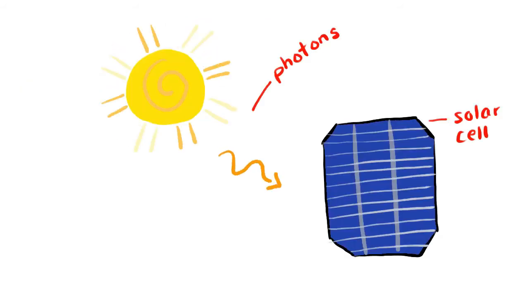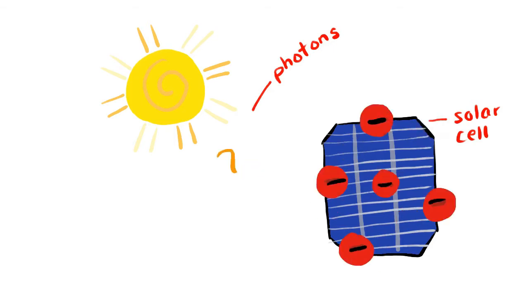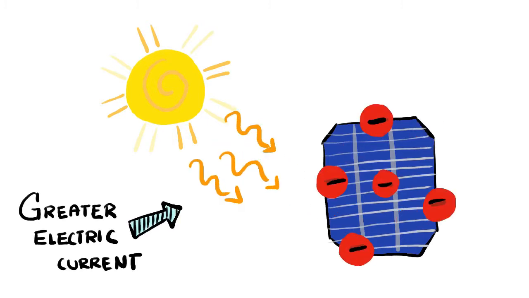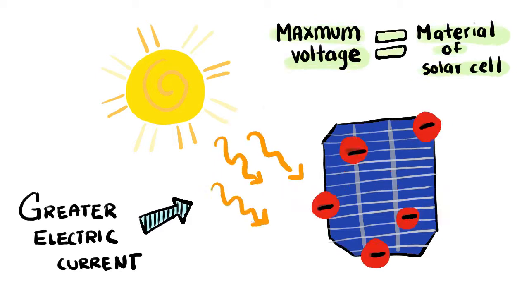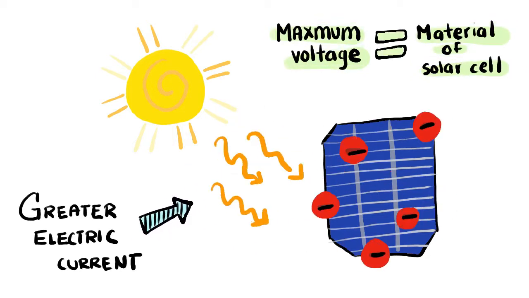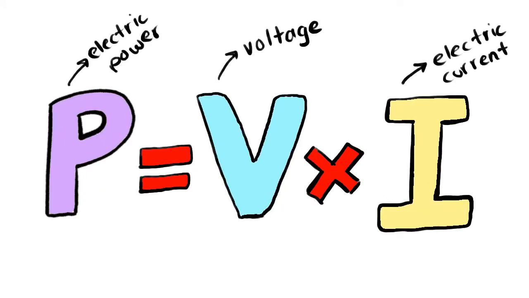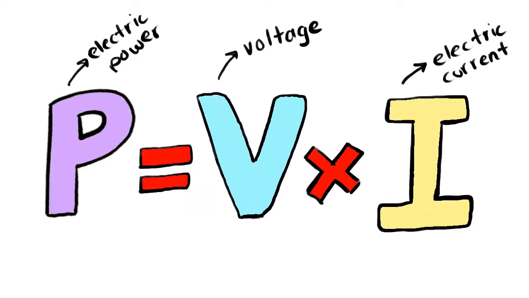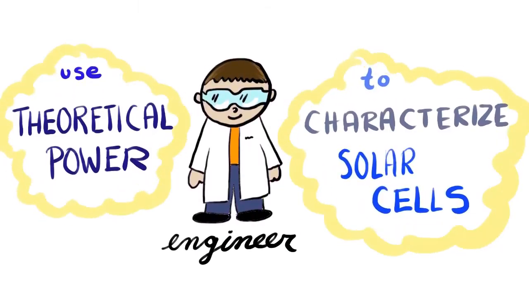Solar cells transfer energy from the photons in sunlight to the electrons in the solar cell. The more photons of sunlight absorbed by the solar cell, the greater the electric current. The maximum voltage, on the other hand, is fixed by the material the solar cell is made of. Electric power is the product of the voltage across a device and the current through that device. Engineers use the theoretical power to characterize a solar cell.